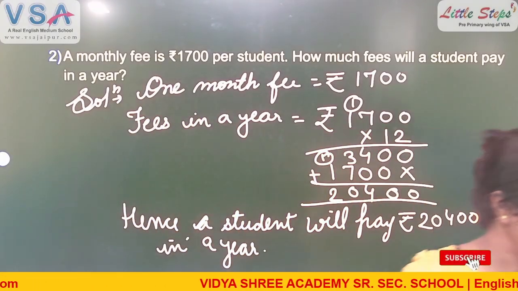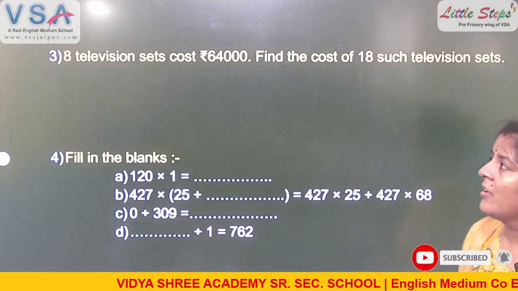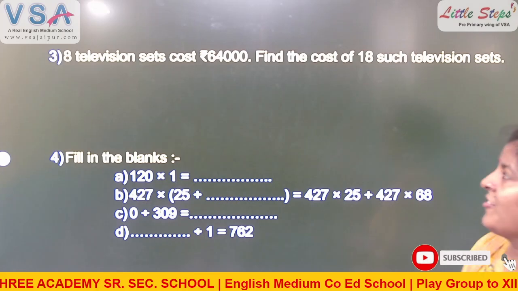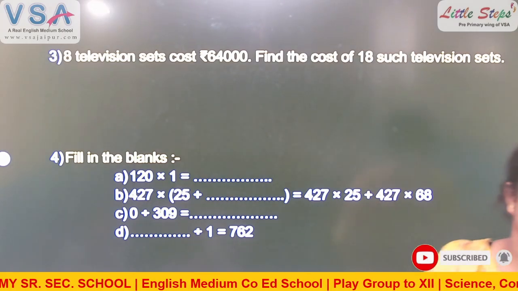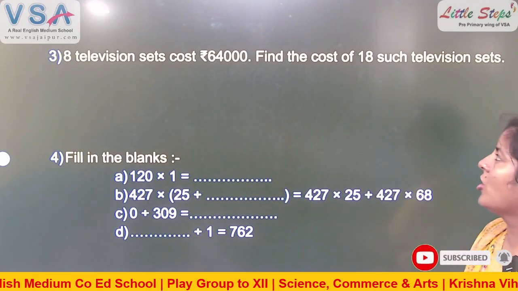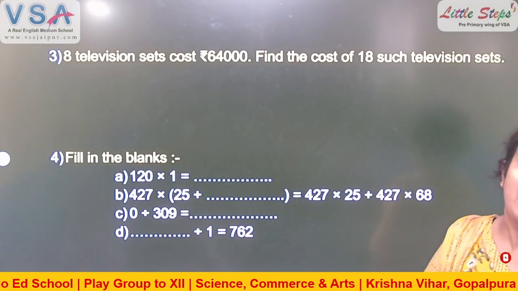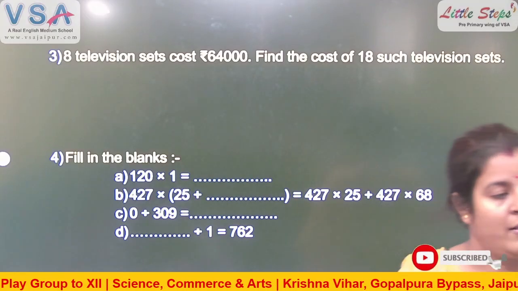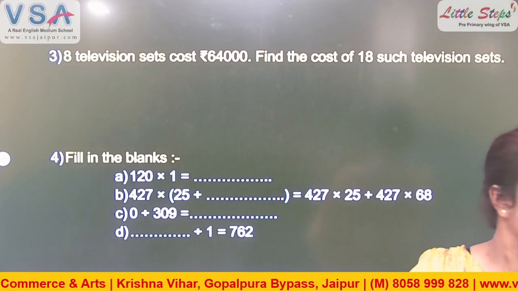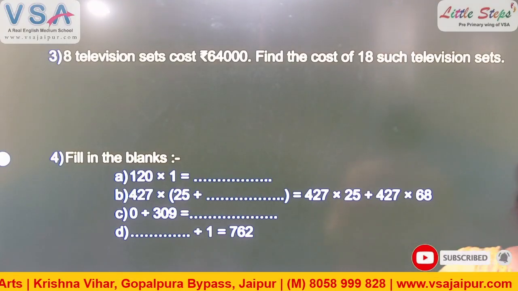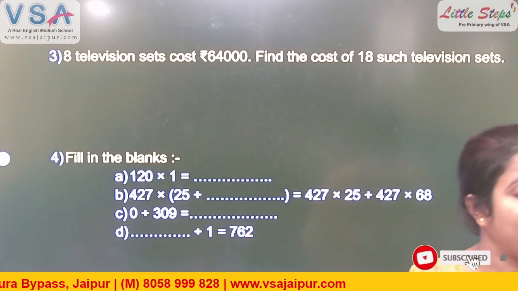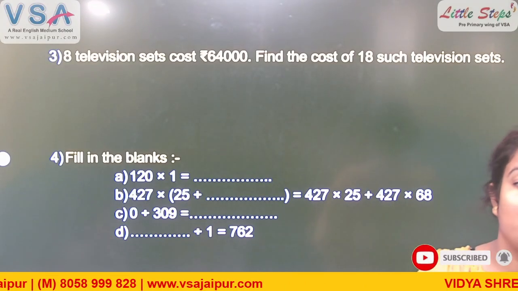Okay. And the next, question number 3. Question number 3 is: a television costs 64,000 rupees. And we can find the cost of 18 such TV sets. Now what do we have to find? We have to find the cost of 18 TVs. So first of all find the cost of one TV set, and after that multiply by 18. We can find the 18 TV set cost. Okay, it's called the unitary method.